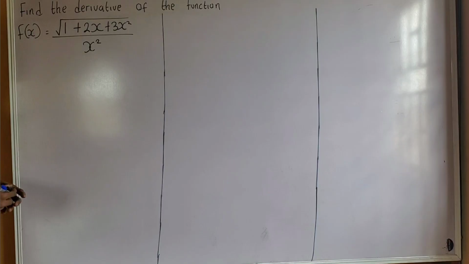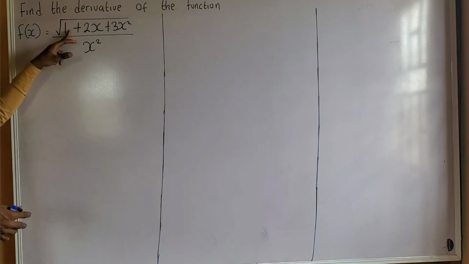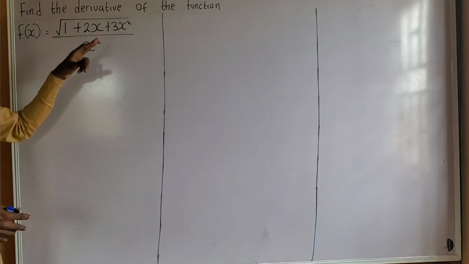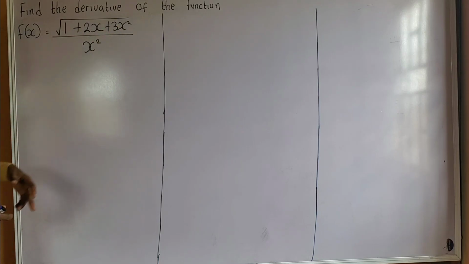Okay, let's consider the question that we have on the board. We are asked to find the derivative of the function f of x equals the square root of 1 plus 2x plus 3x squared all over x squared. Okay, how do we take the derivative of this function?